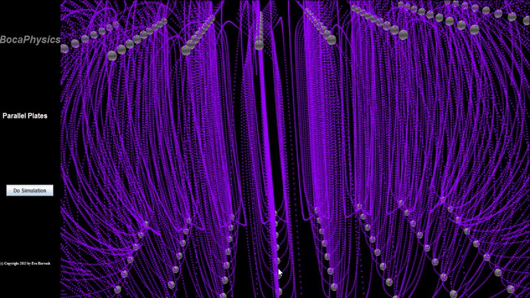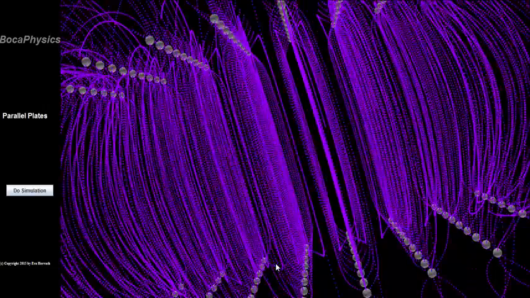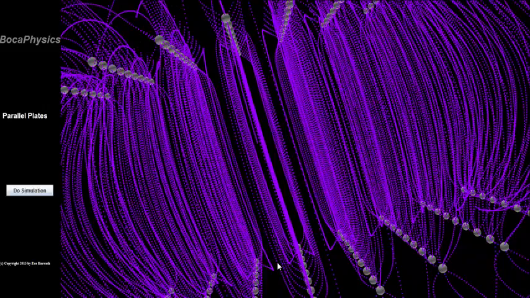For finite-sized parallel plate capacitors, we see that there will be fringing near the edges. Fringing is a consequence of the conservative nature of the electric field. That is, the curl of the electric field vanishes in electrostatics.